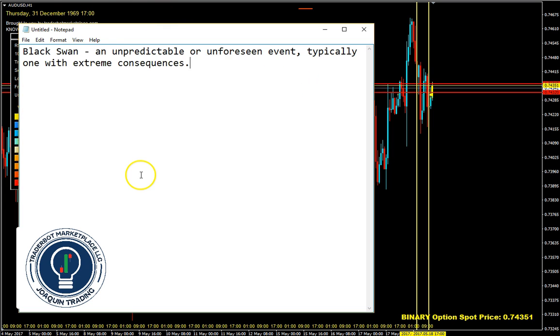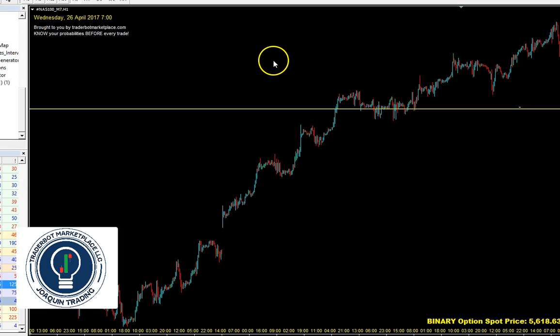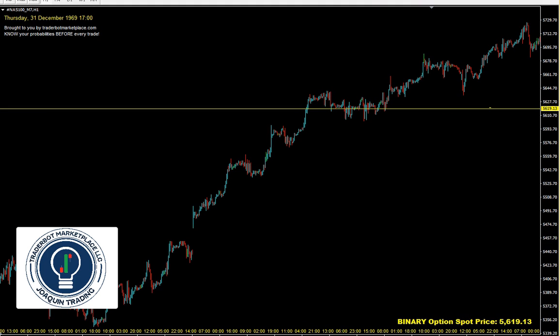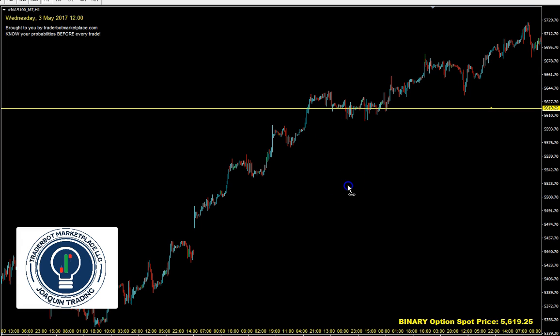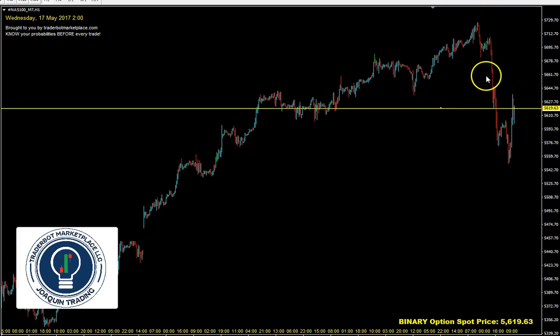In trading, though, we're going to talk about a black swan. A black swan is an unpredictable or unforeseen event, typically one with extreme consequences. Here's what a black swan looks like. You've got price going up in an awesome upward trend line, and then this is a black swan. This is something that doesn't normally happen, but it can happen.